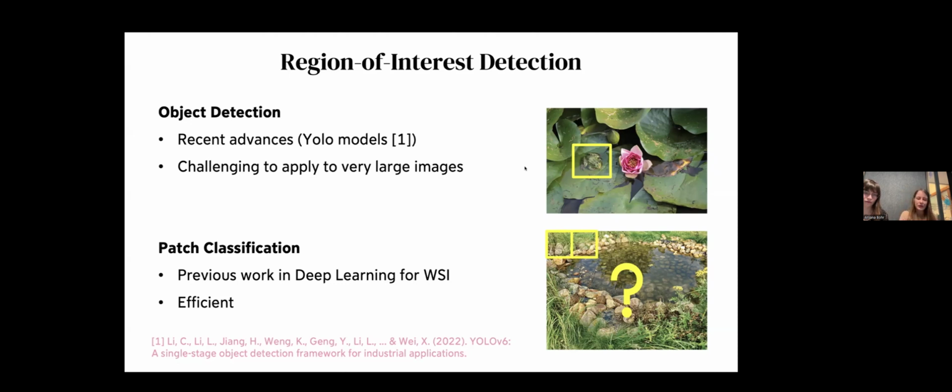So coming back to the medical domain, this approach of patch classification has previously been used in deep learning, for instance, in breast cancer research, and is more efficient than object detection because it enables the use of smaller images that leads to smaller training times and smaller inference times.